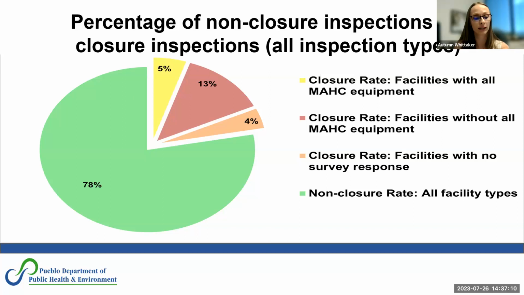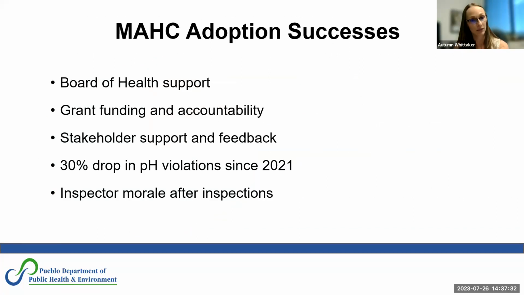So what we really got out of this chart was that the facilities that did not have all the required MAHC equipment were 3 times more likely to have a closure. And so again, this was very helpful for us to say that, hey, if we can get these pieces of equipment implemented, we can decrease our closure rate. So that was also very helpful with our Board of Health. So that again takes us into our adoption successes.